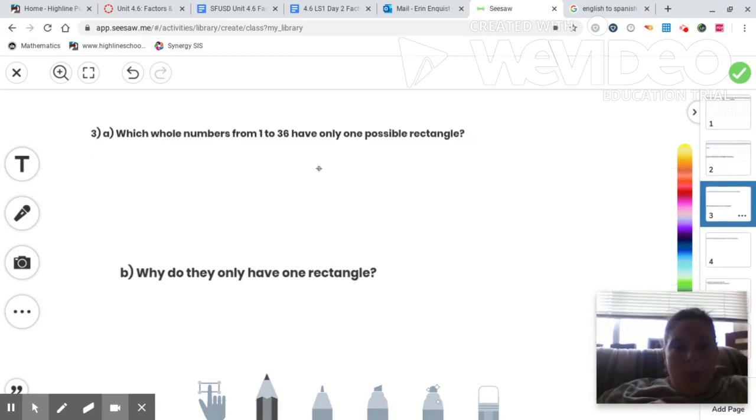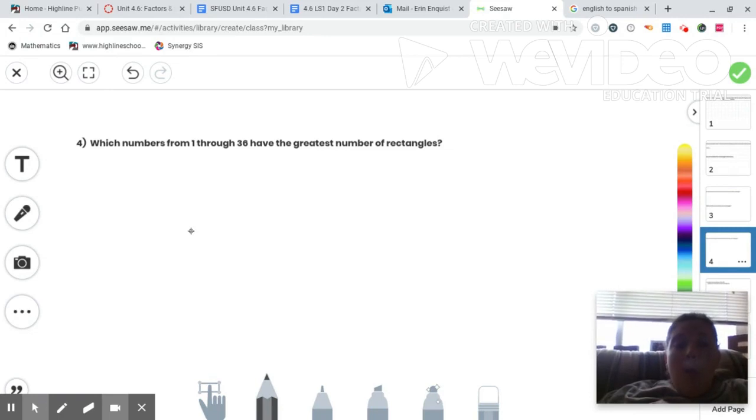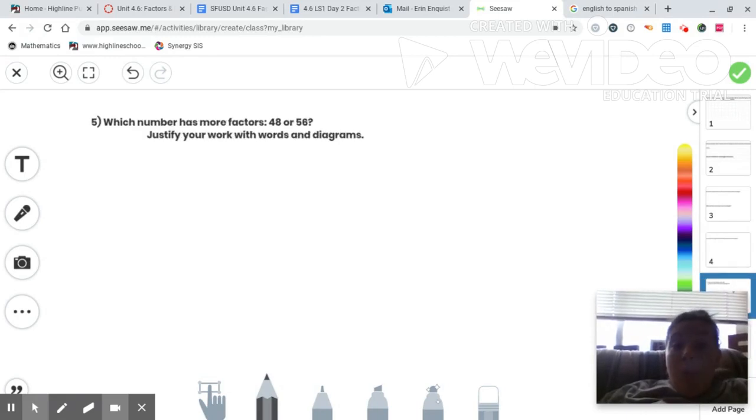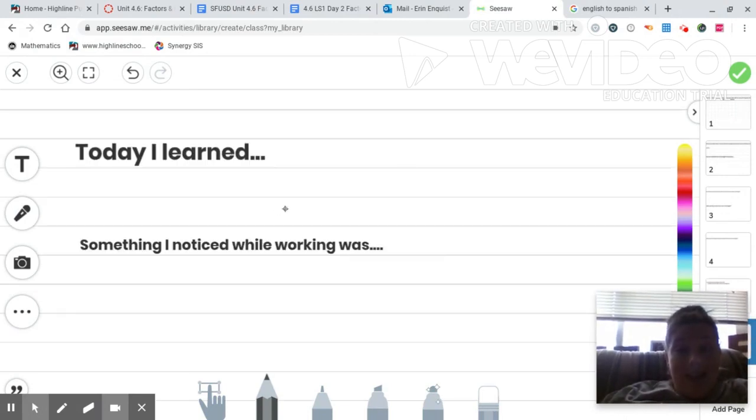Number 3, which whole numbers from 1 to 36 have only one possible rectangle? So you may need to do some work on Seesaw or some different things to practice and try and figure out, or just figuring out with your factors, why do they only have one rectangle? Which numbers from 1 through 36 have the greatest number of rectangles? Which number has more factors, 48 or 56? Justify your work with words and diagrams. Once again, if you would like to use the microphone, that is totally okay. And last but not least, your journal.